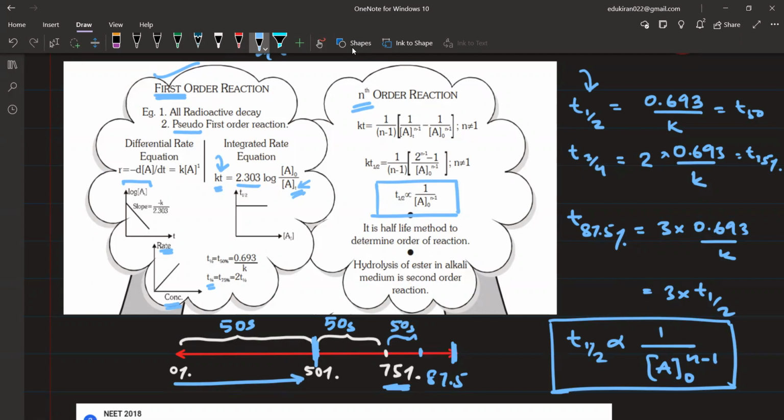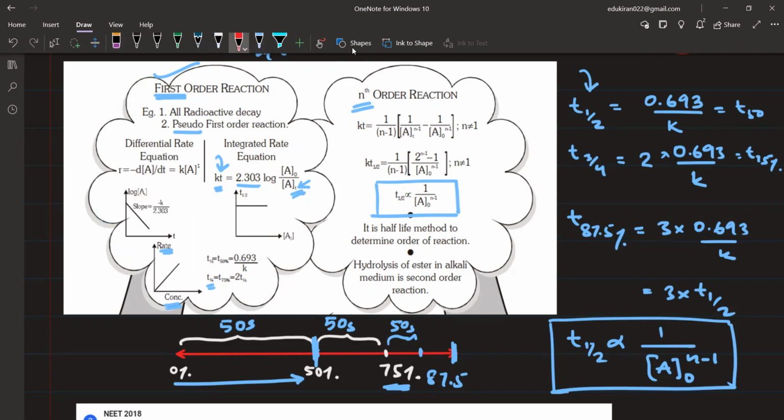So you can explain the graph of the first order reaction. So here we have log of A, the log of the concentration of the reactant. What will happen as the time increases? What will happen to the reactant's concentration? Will it decrease or increase? It will decrease. So that is decreasing, right?